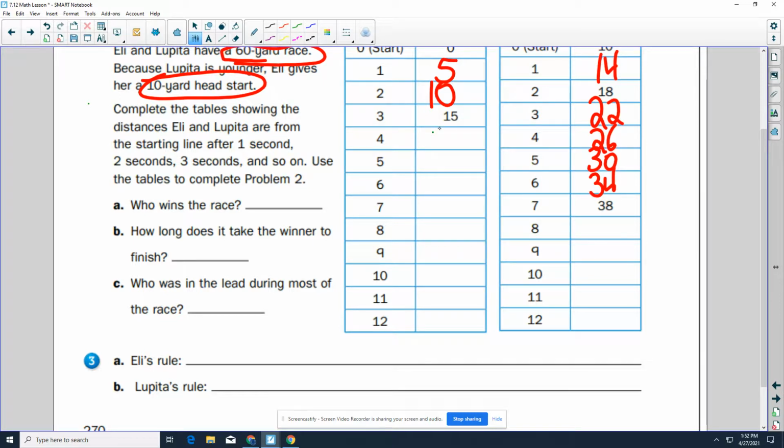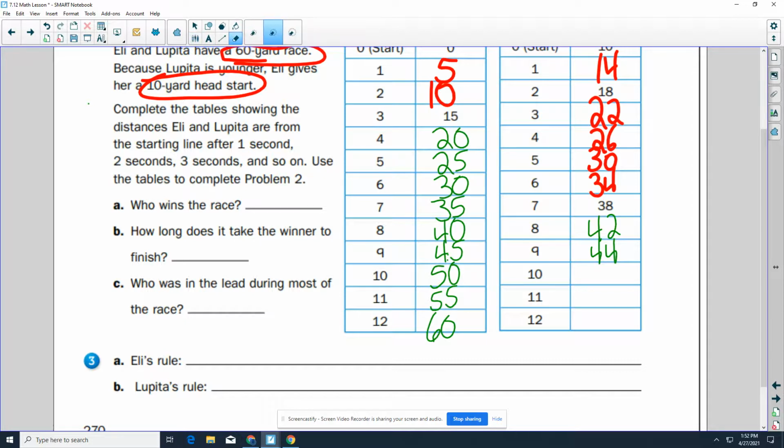Okay, hopefully you've had a chance to fill those in, so let's do this together and you can check your math against mine. I know I'm going up by 5 each time. We're just multiplying by 5. So we can fill these in. And then over here I can see Lapita is just adding 4 every time, because she can run 4 yards in 1 second. And I made a mistake there, so be very careful. If you make a mistake, it'll mess up the rest of your numbers.